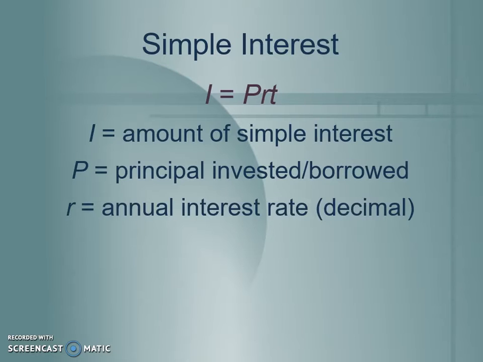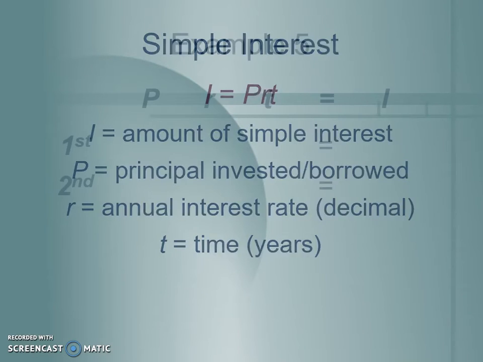R stands for your rate. It's the annual interest rate, so we'll put that in as a decimal. And T is time, and it's important to remember that in interest problems, the time in our formula always has to be entered in years. So if they give us months, we have to convert that into a decimal of years. It always has to be in years.